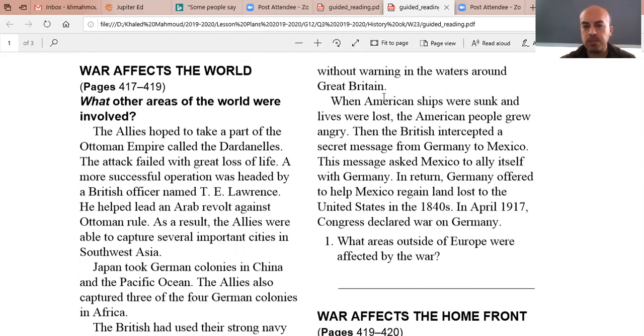When American ships were sunk and lives were lost, the American people grew angry. And then the British intercepted a secret message from Germany to Mexico. This message asked Mexico to ally itself with Germany. In return, Germany offered to help Mexico regain land lost to the United States. In April 1917, Congress declared war on Germany.